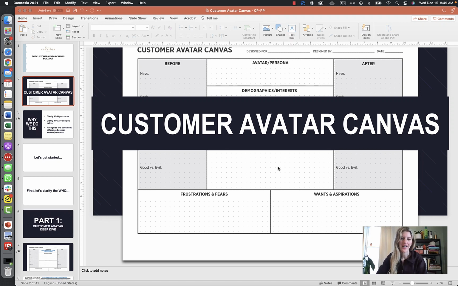Hey everyone, I'm so excited to go over the customer avatar canvas and how to complete this, because I feel like it's probably the most important, if not the second most important thing that needs to be done before running any sort of Facebook or Google or Instagram advertisement. This customer avatar canvas is going to be the framework for everything that you do.